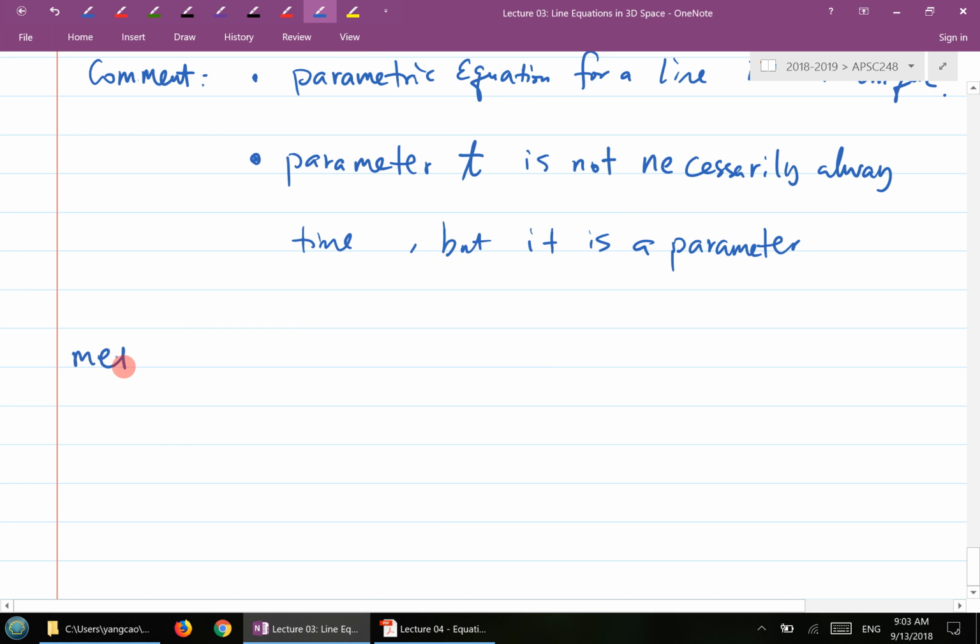But I'll give you another, different method. This second method is a purely mathematical method. It has nothing to do with any physical phenomena or anything like that.